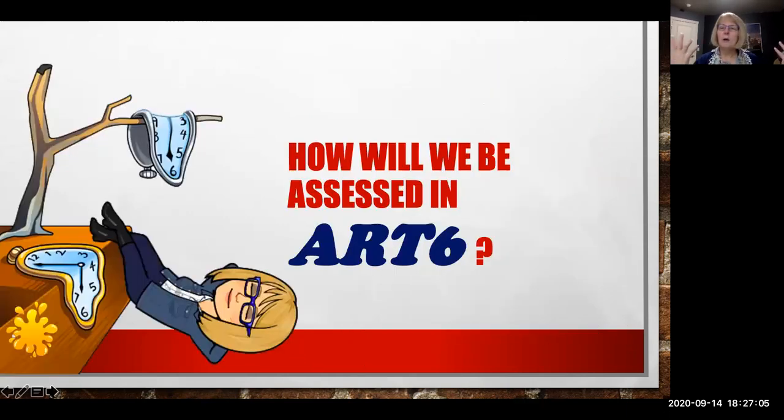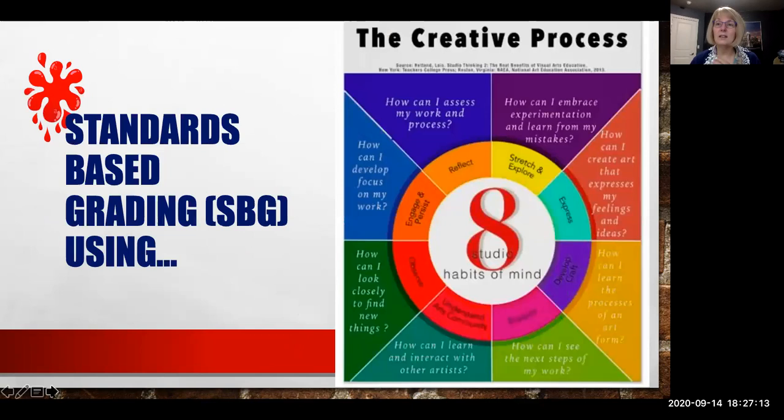Next one. How will we assess in art? Well, we take art seriously and consider it an important discipline, because a lot of the engineers out there want us to be sure that we teach the creative process, because the creative process is used in every facet of problem solving that's out there. So in engineering and a lot of places.